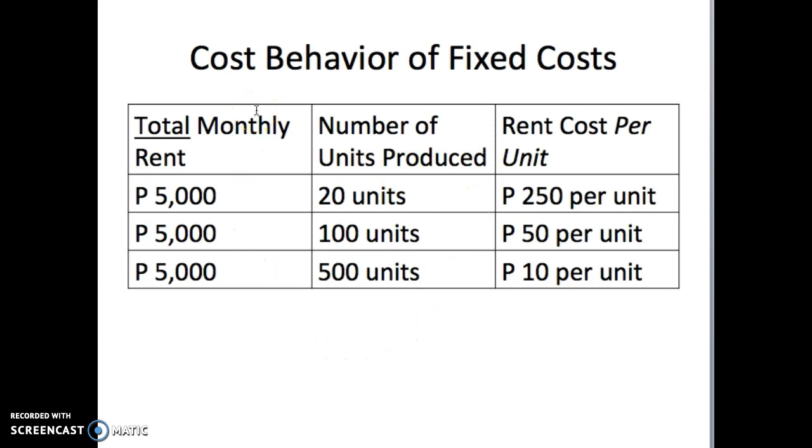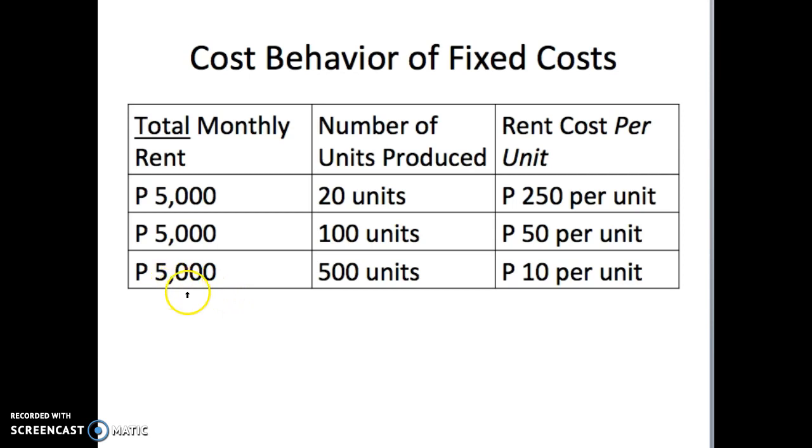Total monthly rent, let's say, would be 5,000, regardless of the number of units produced. So units could be, let's say, a company produces pens. Now, if a company produces 20 units, it pays 5,000 pesos for rent. But if it produces 100 units or 100 pens, it still pays the same amount. And even though it produces more, the total monthly rent would still be 5,000.